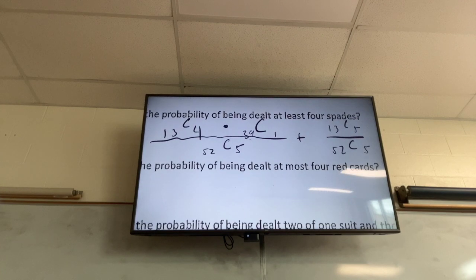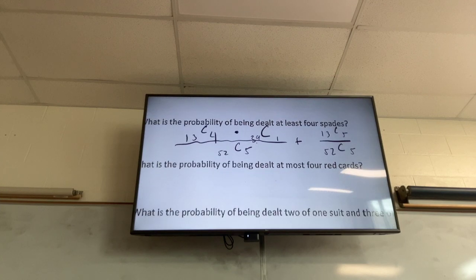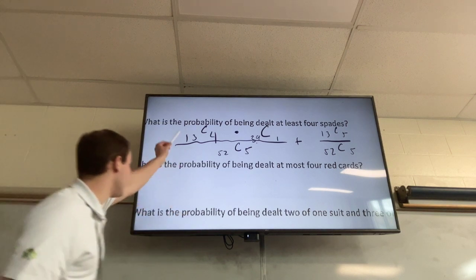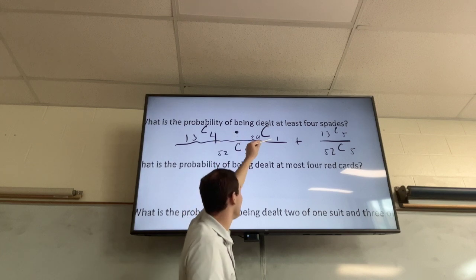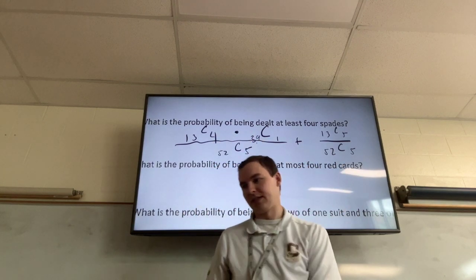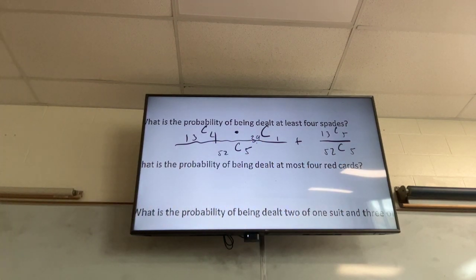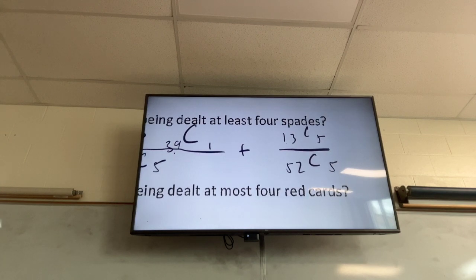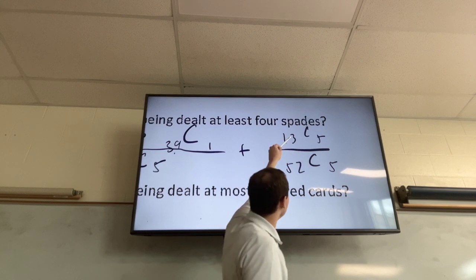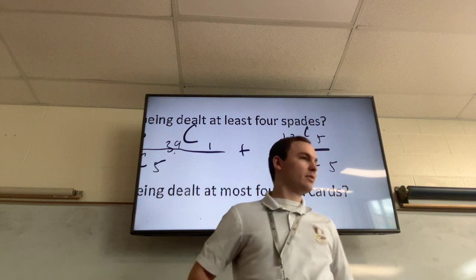Are you guys seeing the distinction between or and and, multiplying and adding? For 4 spades, you're going to choose 4 from the 13 spades, and you're going to choose 1 from the 39 non-spades. And then you have to add, since it's at least 4 spades, you could get exactly 5 spades, so 13 choose 5 divided by the total. You feeling okay?